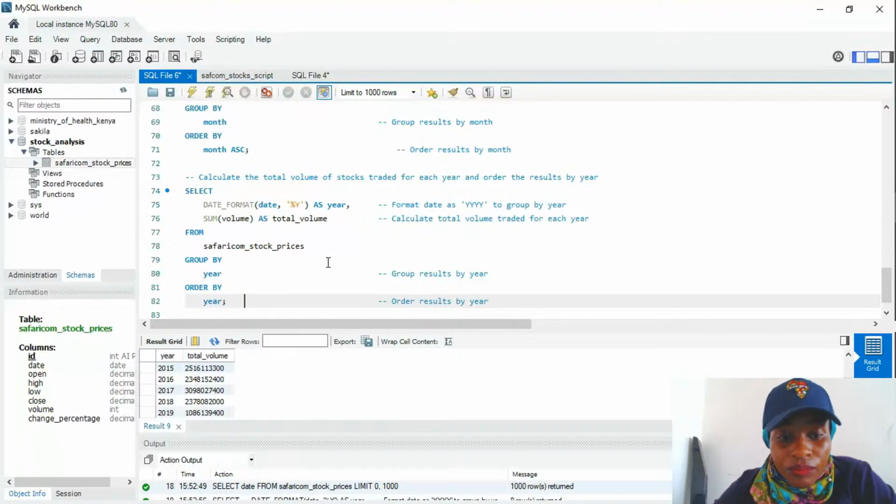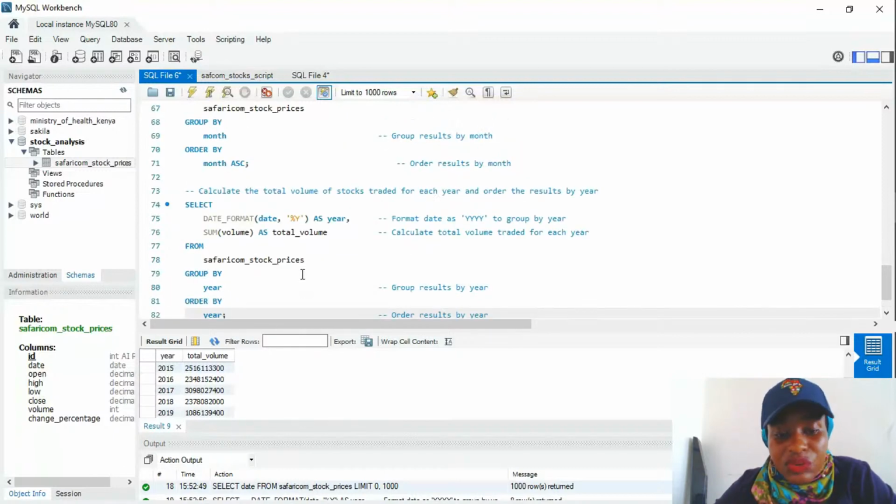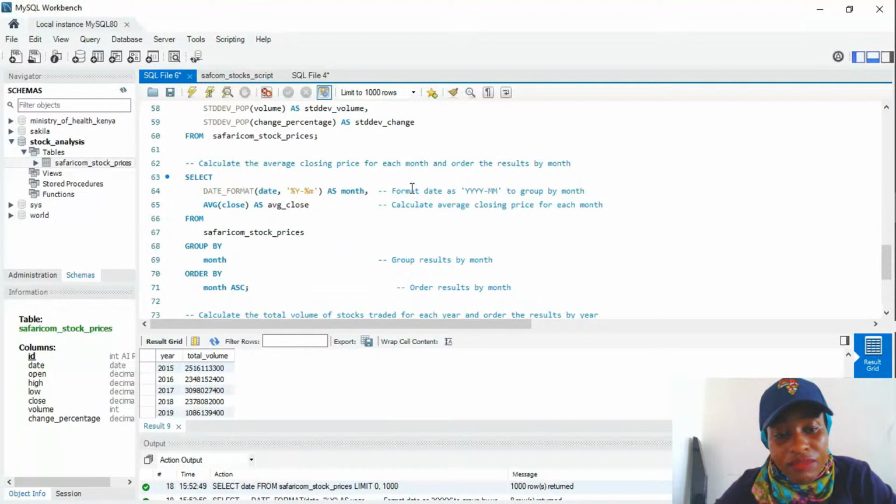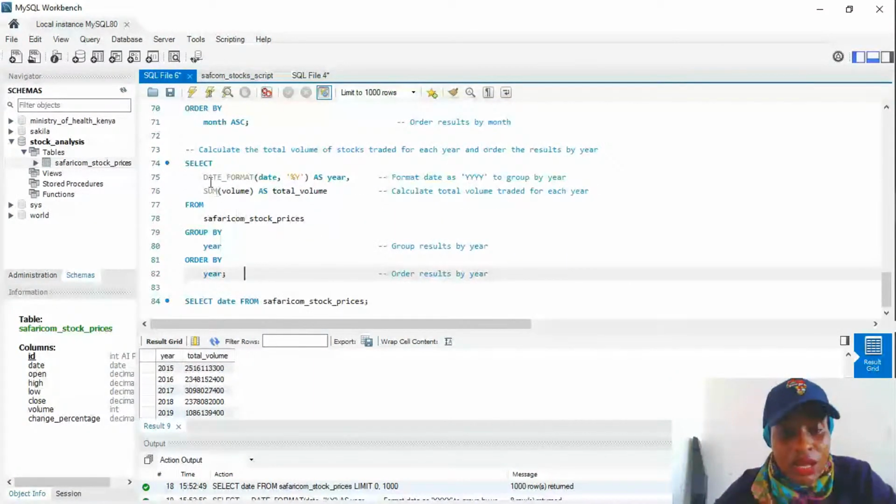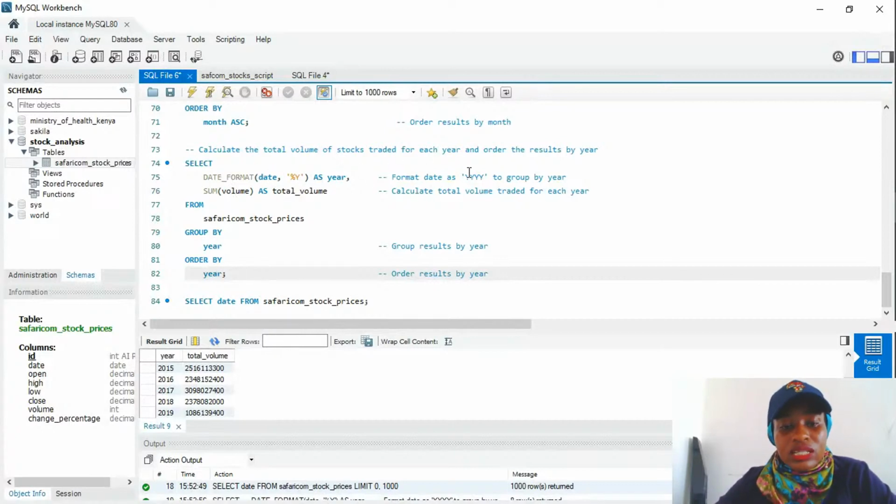So again, the syntax resembles what we did up here when we're looking at the average closing prices for the month. So again, we are selecting the format as year, and here we're just selecting the date, and we are formatting it in this, we're giving it this year format, and then we are summing the volumes as total volume to calculate now the total volume stated for each year. And then we are grouping by year and ordering by year as well.